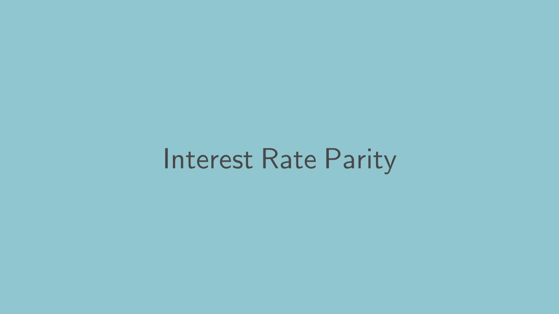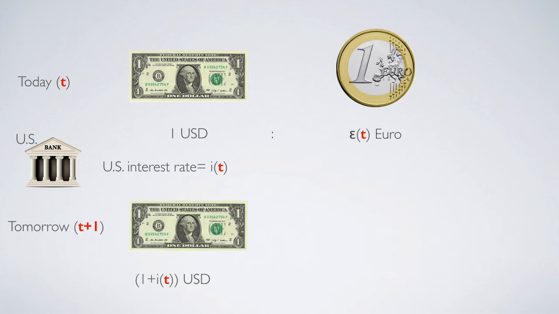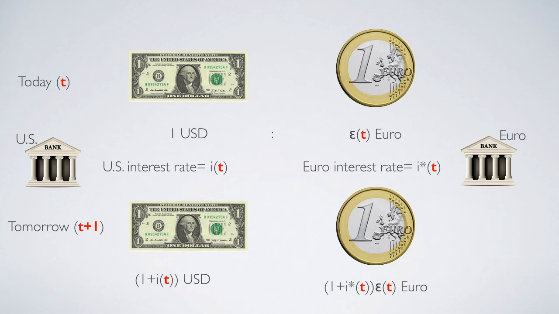Finally, we are going to talk about interest rate parity. First, for today, assume that $1 can be exchanged for epsilon t units of euro. And suppose the home interest rate, which is the US interest rate, is equal to I t today. Therefore, if you save $1 today, then tomorrow you are going to get 1 plus I t US dollars. However, if you exchange US dollars into euro, you will have epsilon euro that you can save in euro banks. If we assume that the euro interest rate is I star, then saving epsilon euro in euro banks will give you 1 plus I star times epsilon euro tomorrow.